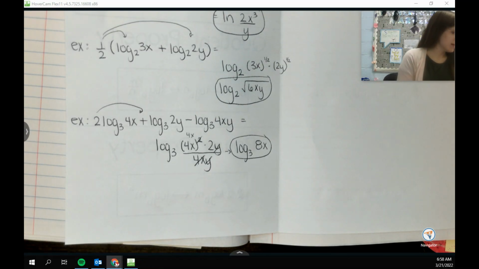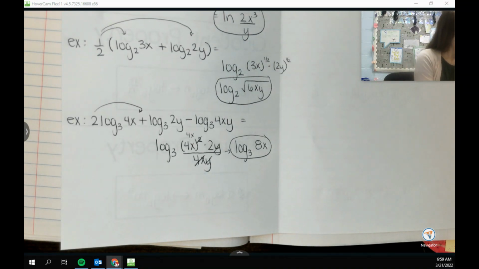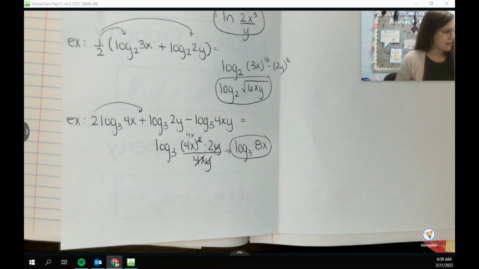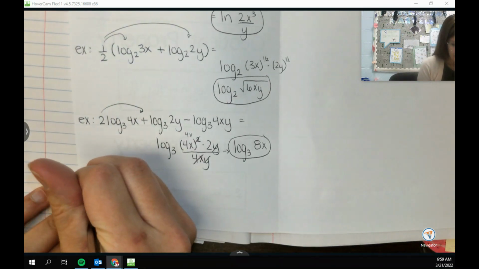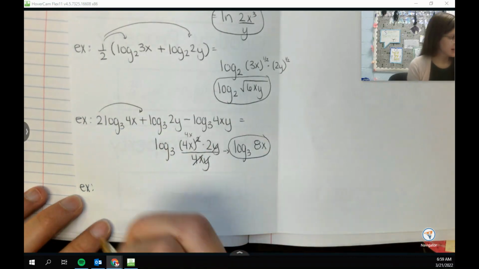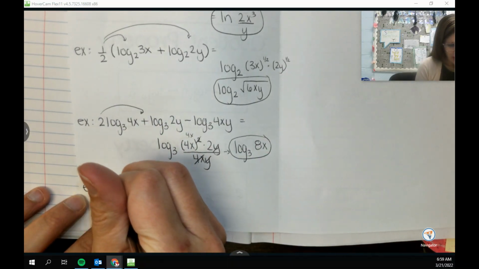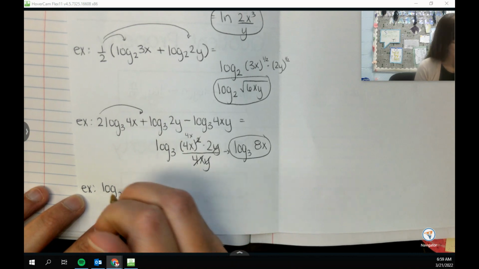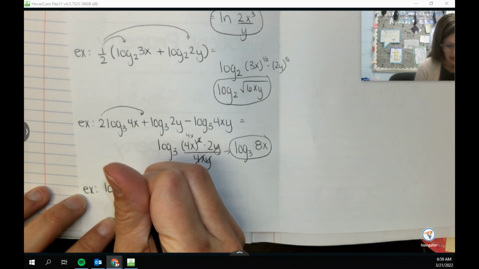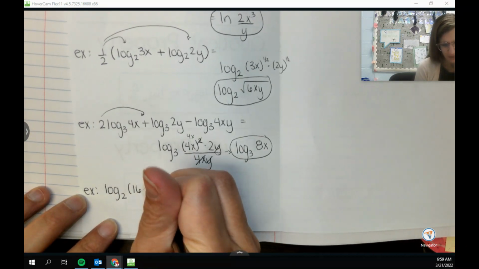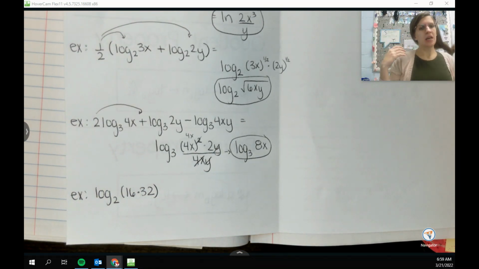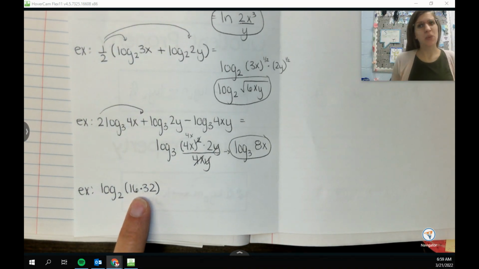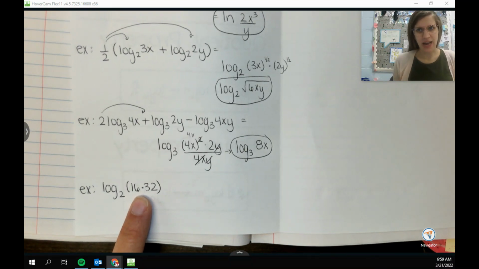Okay, so another way that we can use this in a clever way, these are kind of the harder examples I feel, but when we actually know the numbers, so if we're log base 2 of 16 times 32, here's why this property comes in handy. You know, I could multiply those up and get a really big number, but that feels like a bad time.